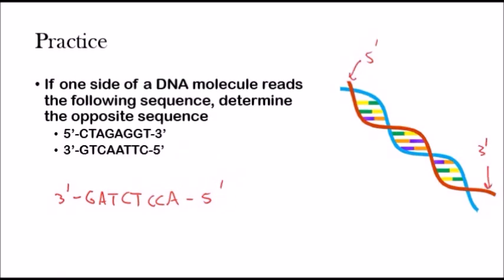Now let's do another example where we're given the 3 prime to 5 prime backbone, and we want to find the 5 prime to 3 prime. Let me just go ahead and erase this. What we're given is the blue backbone. We're given the 3 prime to 5 prime, and what we're looking for is the 5 prime to 3 prime. This is what we're looking for.